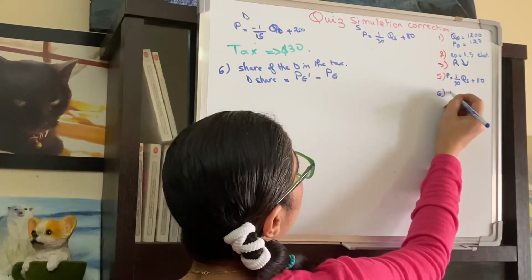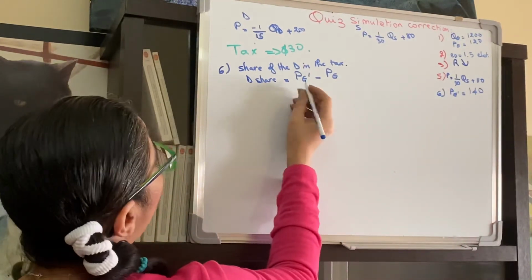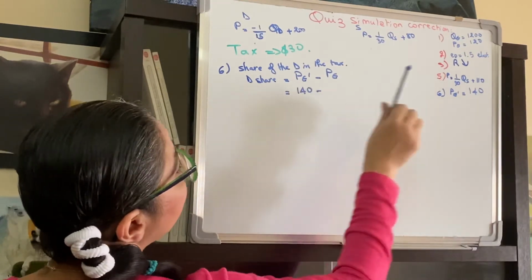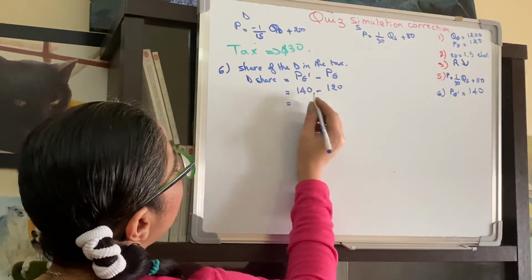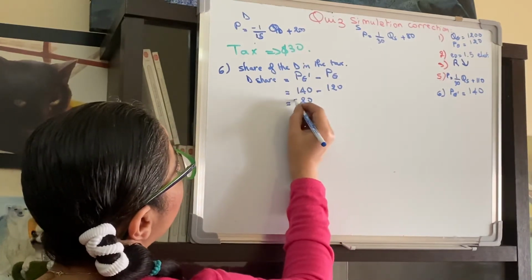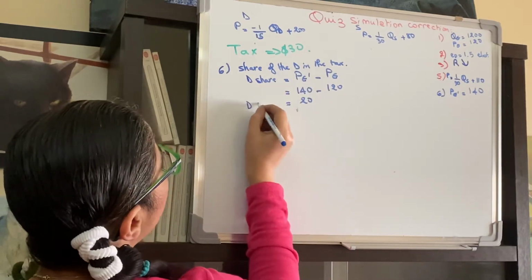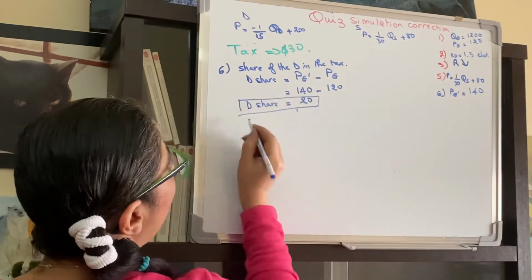Question 6, PE prime is equal to 140. So PE prime is 140 minus PE, which was 120, is equal to $20. All these prices are in dollars, okay? So the demand share in the tax is $20.